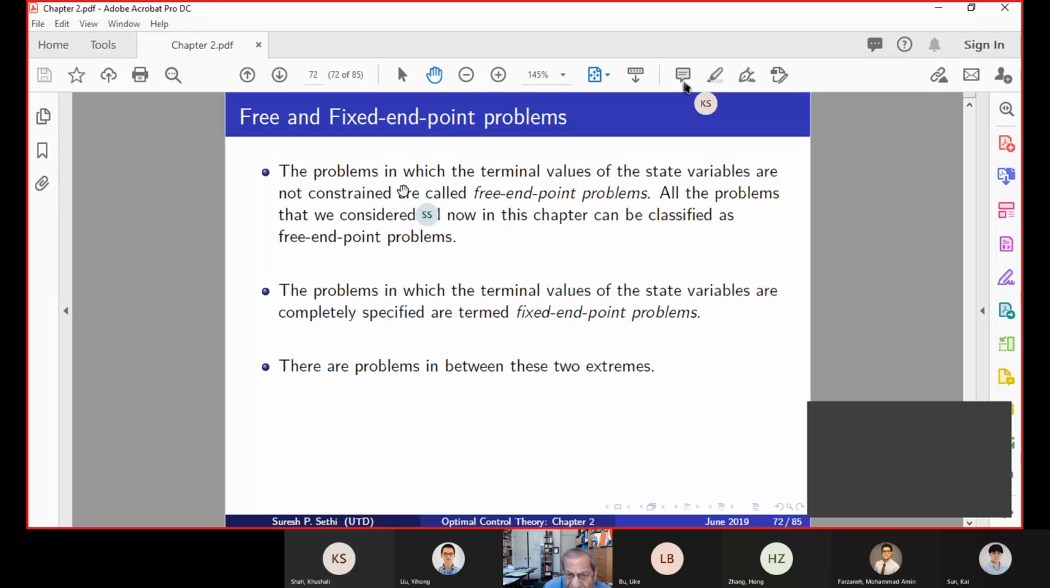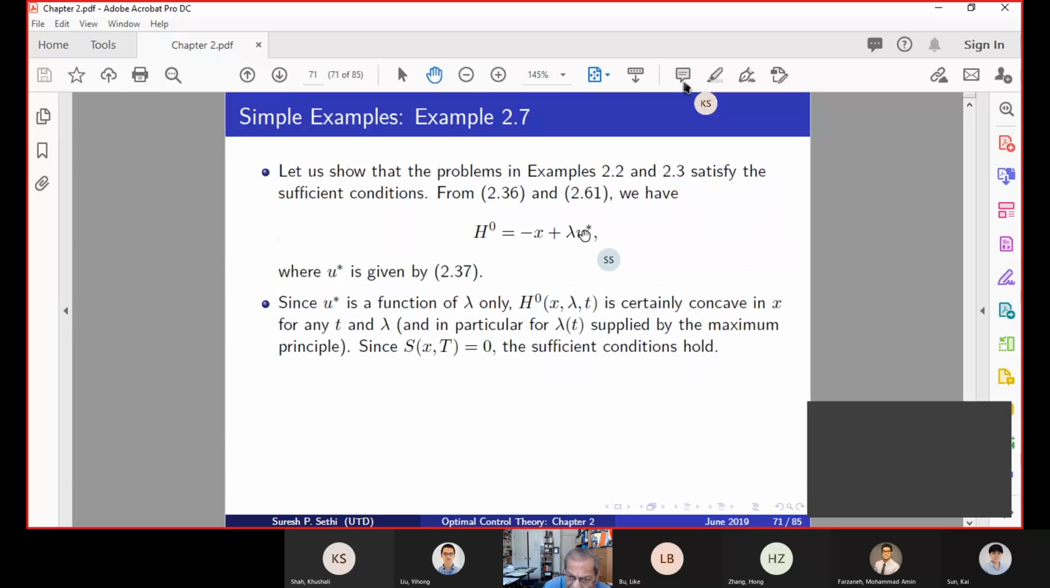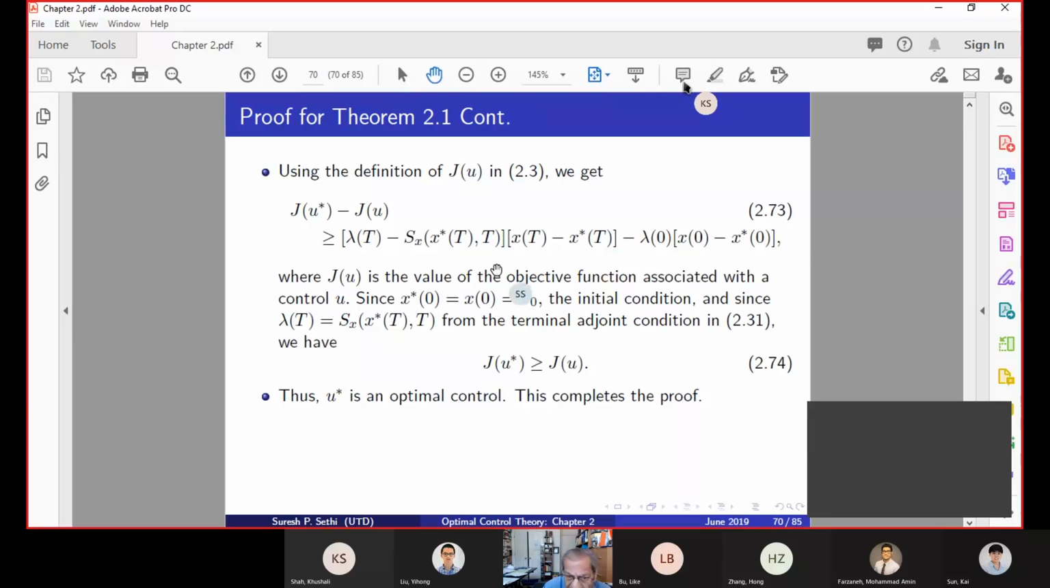There are some remarks here. If the terminal condition x(T) is not constrained, it's called a free endpoint problem. If it's a free endpoint problem, then because of the free endpoint, this quantity may not be 0, but this is 0. This is not 0, but this is 0.